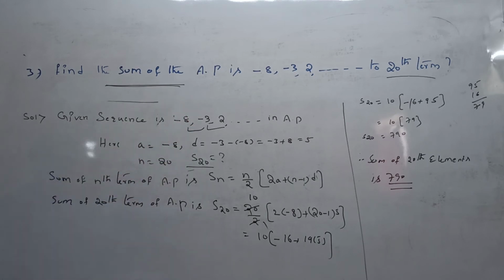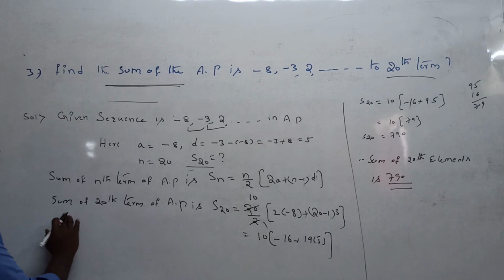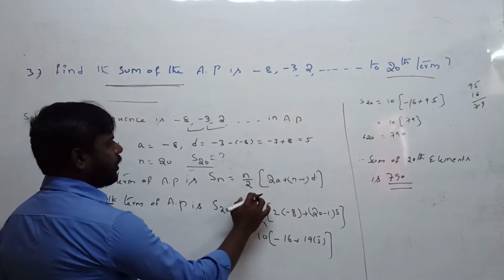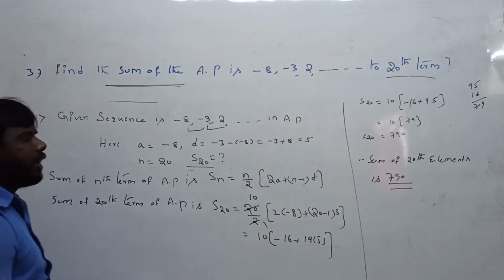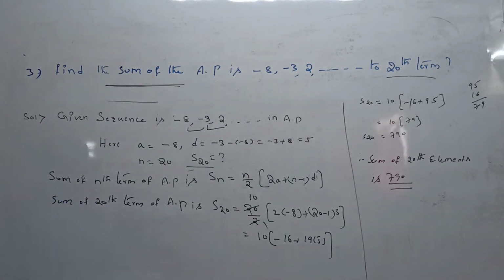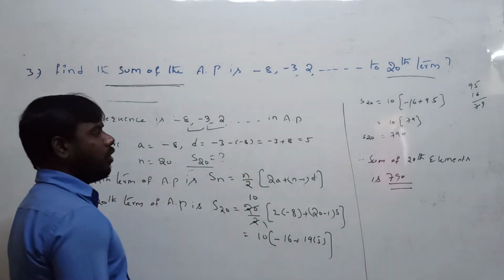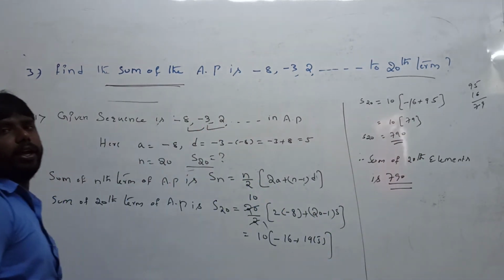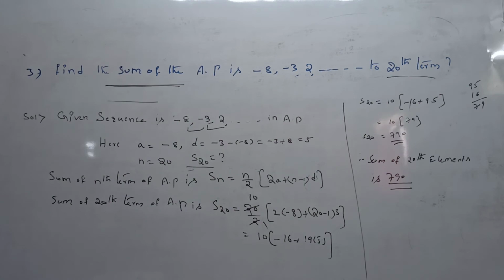Because the last line asks for the sum of the 20th term, that's why we apply the formula Sn is equal to n by 2 into 2a plus n minus 1 into d. Now substituting all the values, finally we got the sum of the 20th term value as 790. Is it clear? Everyone understood?